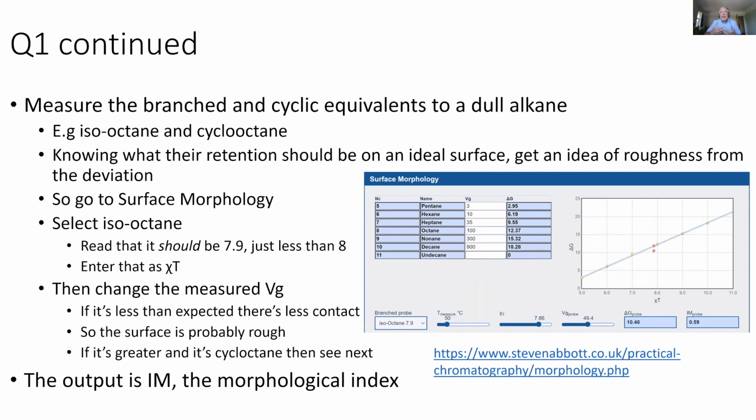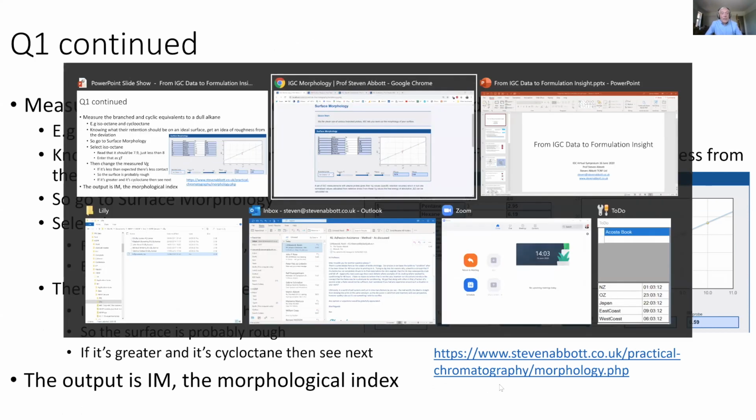So how do we get to know more? Well, you already know from Eric and others how this might be done. You measure the branched and cyclic equivalents to a dull alkane, in this case, isooctane and cyclooctane. So what I want you to do is go to the Surface Morphology app. If you want to go off and do your emails or do Google to do something else, that's fine by me. I will never know. But if you're interested, go to this app, and I will just alt tab to it.